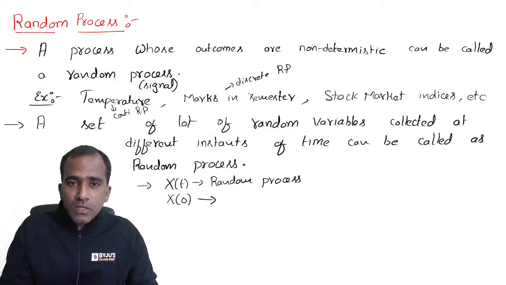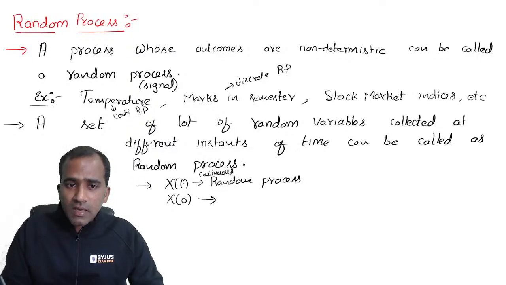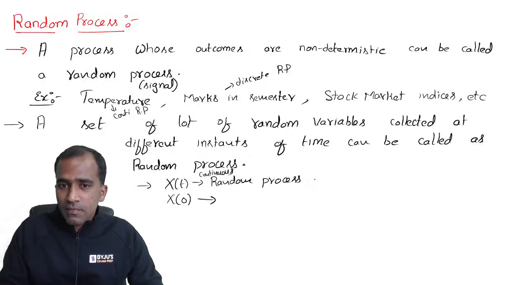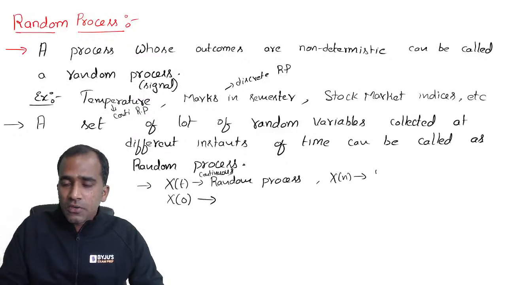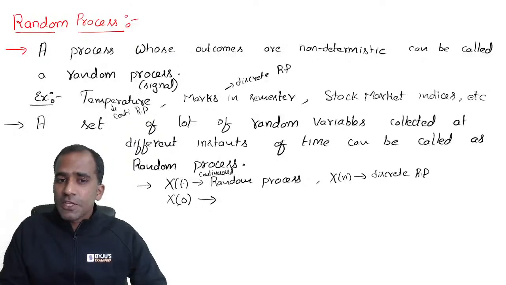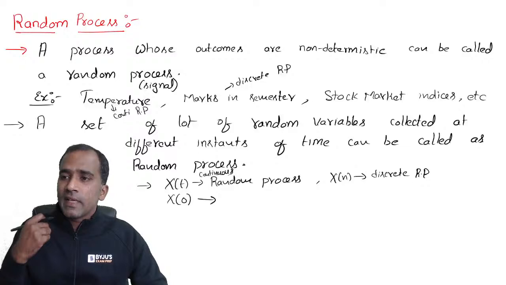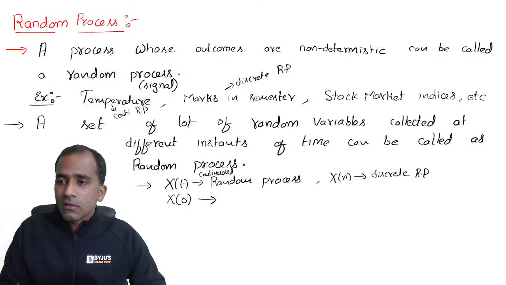Okay, very good. So this is the continuous random process, because I'm using the letter t for time. If it is a discrete random process, we use the letter n. So x of n is the notation that we use for discrete random process. Okay, so x of 0, what does it represent? The random process value at 0 seconds. At 0 seconds, what value will it take? We don't know, right?